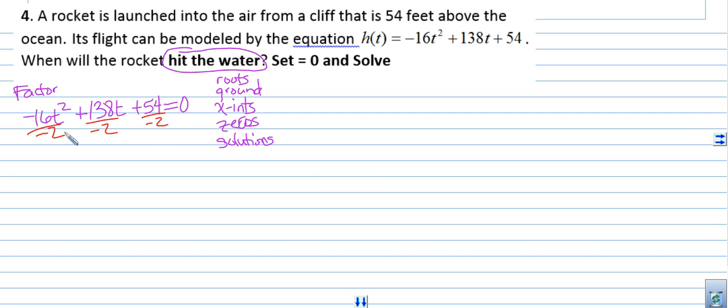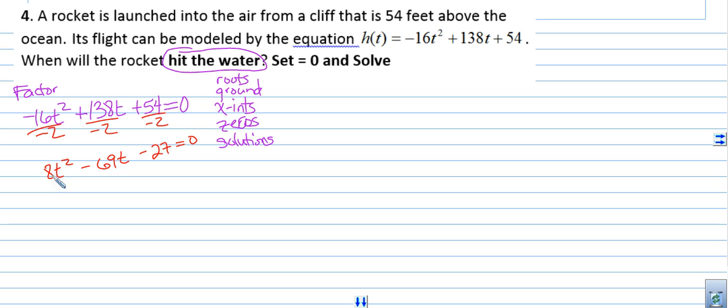Okay? Now this may not be the GCF, but I don't know what the GCF is right off the top of my head, so I'm going to work my way into it. So then I'm going to get 8t squared, and then this will give me a negative 69t, and then this is going to give me a negative 27 equals 0. Okay? So now I know 3 goes into both of these, but 3 doesn't go into 8.